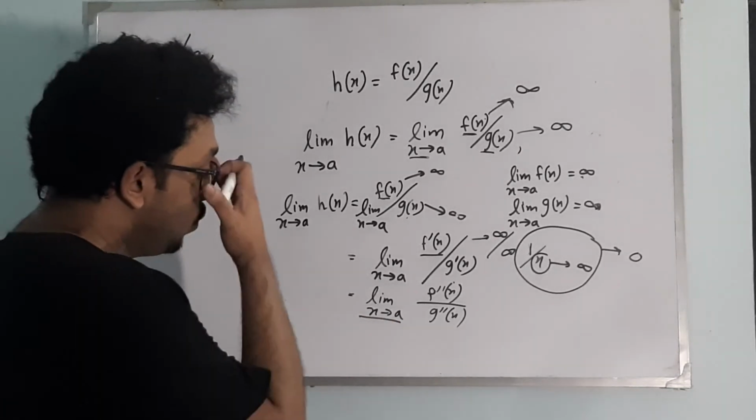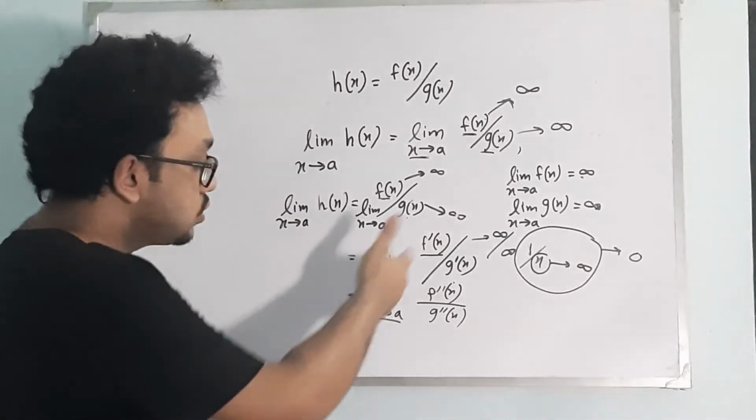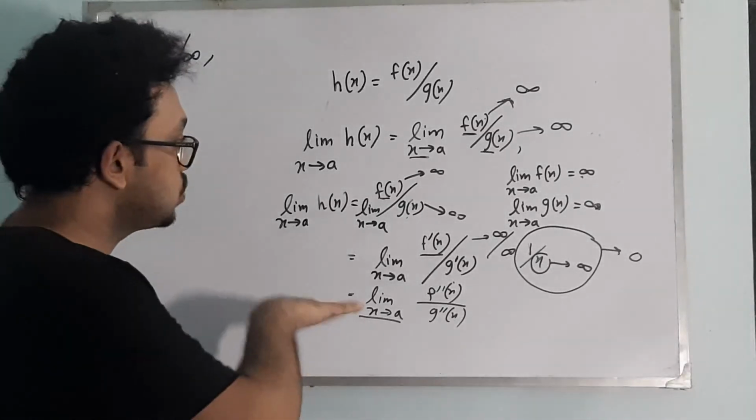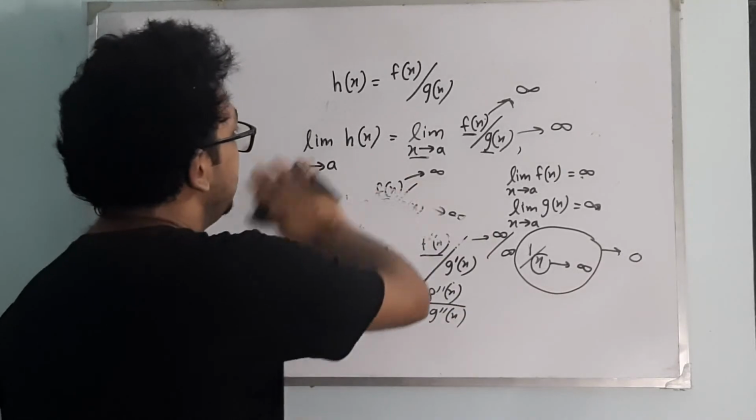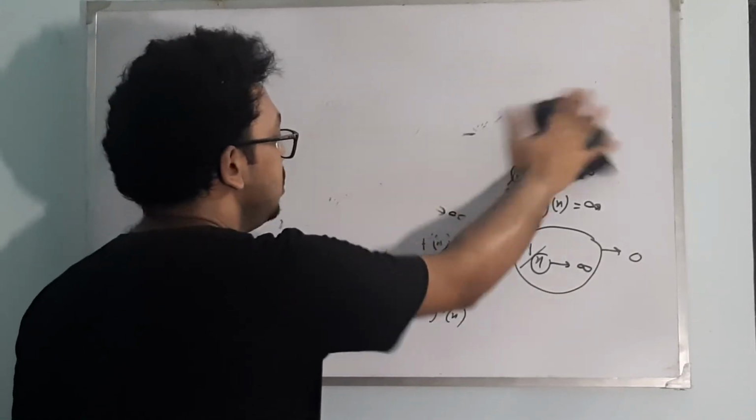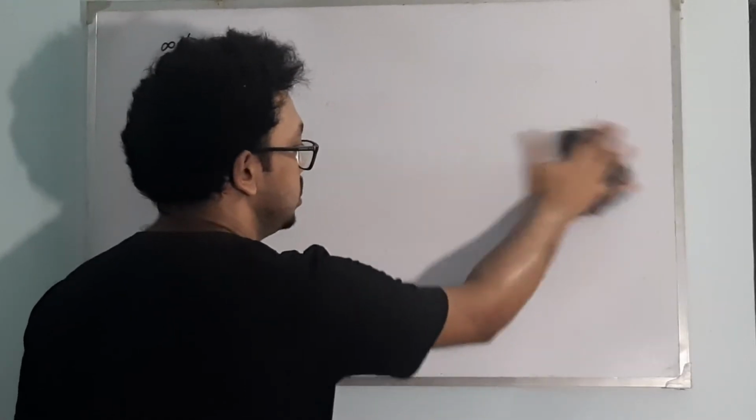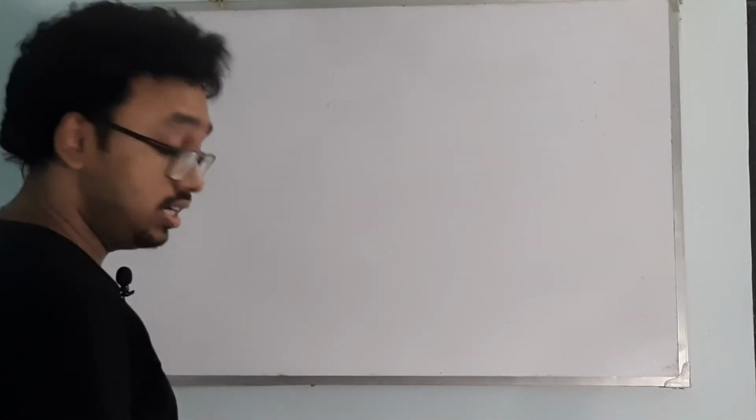So in this way we will go on repeating this process as long as we have an infinite by infinite form. This is similar to the 0 by 0 form. So I hope that the concept is clear, and this shouldn't be any problem to any one of you, right? Now let us solve one problem, a very easy problem from this. I am taking this problem so that you instantly understand the concepts.